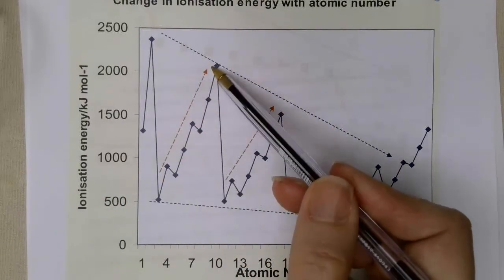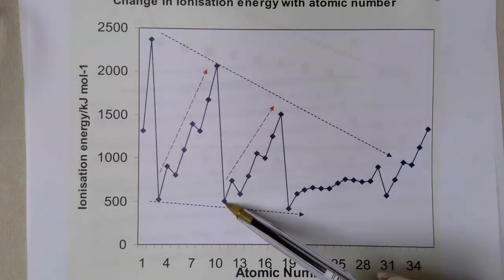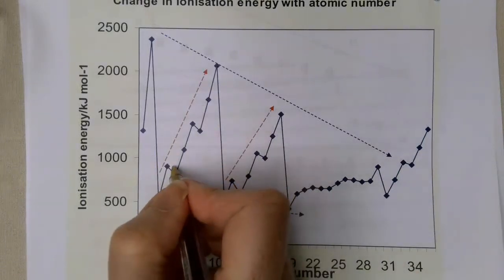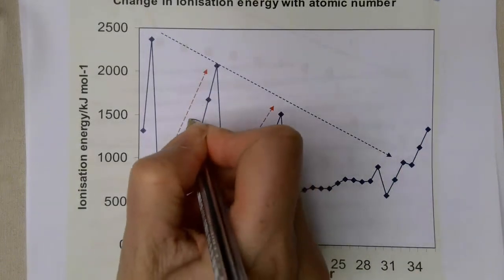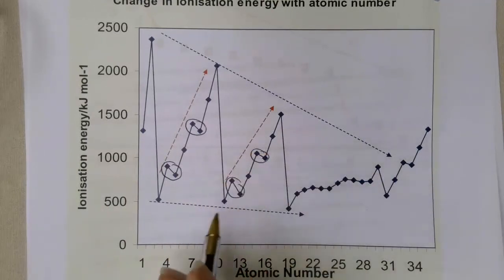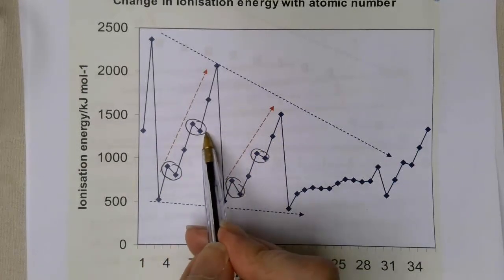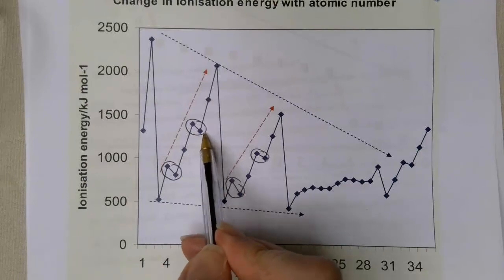There's a general increase until you hit the noble gases, and then everything kind of resets as we join the next period. We've got our little blips here, here. First blip is due to the existence of the p subshell, and the second blip is due to the paired electron effect. So that just finishes off this section looking at the ionisation energies.